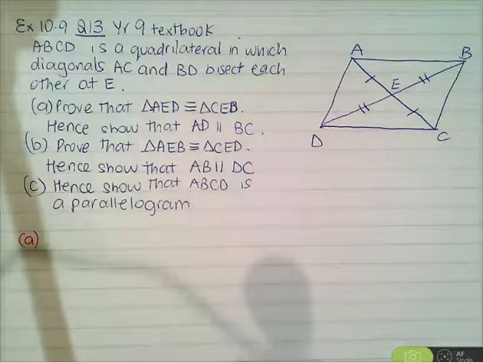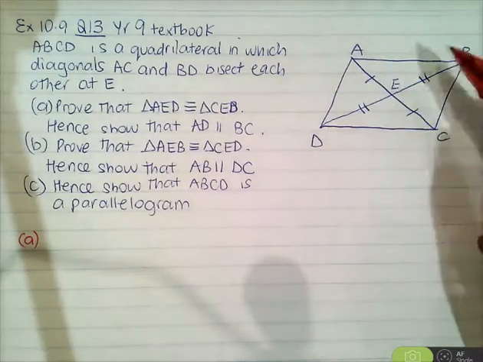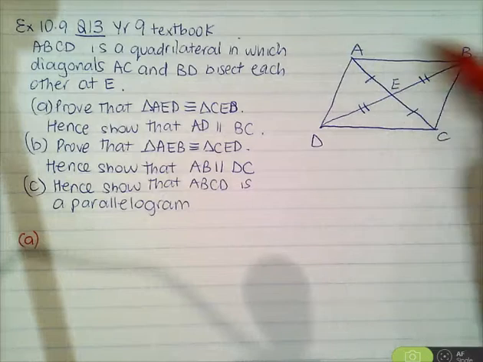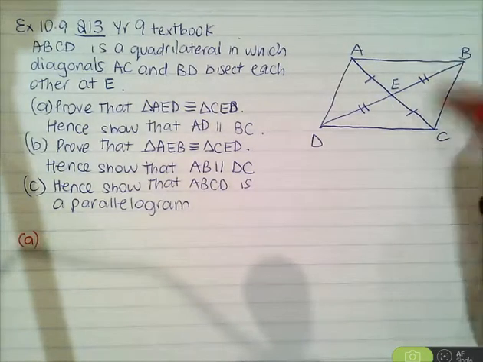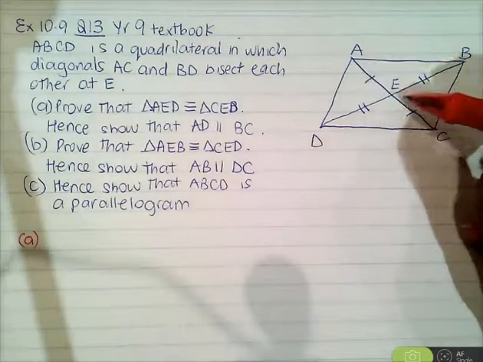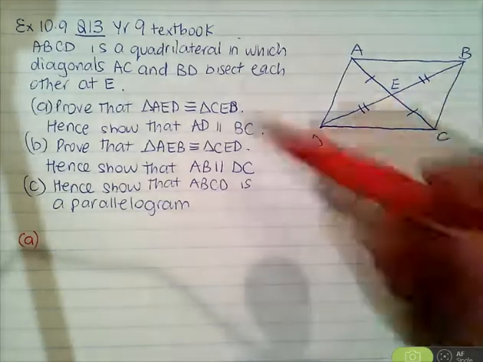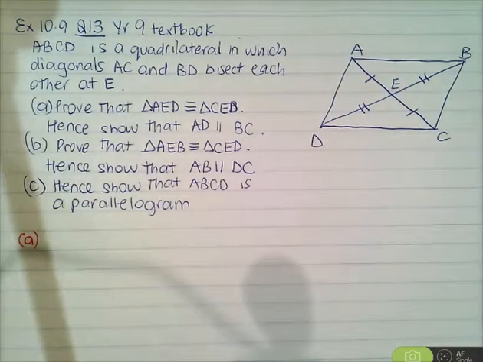Okay, girls, this is exercise 10.9, question 13 from the Year 9 textbook. It says that ABCD is a quadrilateral. So we know AC and BD bisect each other at E. So that means they cut each other in half at E. So therefore AE equals EC, and we know that BE equals ED. And that's what bisect each other at E means.